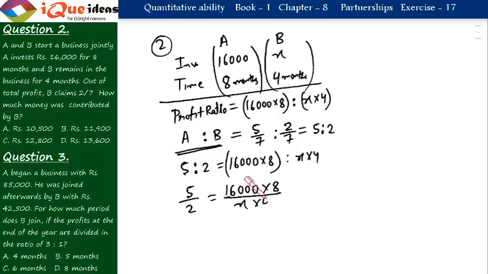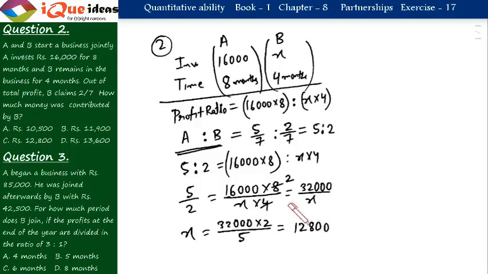Okay, so 4 cancels 8 2 times. 16,000 into 2 is 32,000. So it is 32,000 divided by X. Cross multiply. So X is equal to 32,000 into 2 divided by 5, which is 12,800. So investment of B, which we considered to be X, is 12,800 rupees. Alright. So we just need to consider only one thing, and that is profit share is calculated as the ratio of investment into time for each portion. Profit ratio is calculated as that.